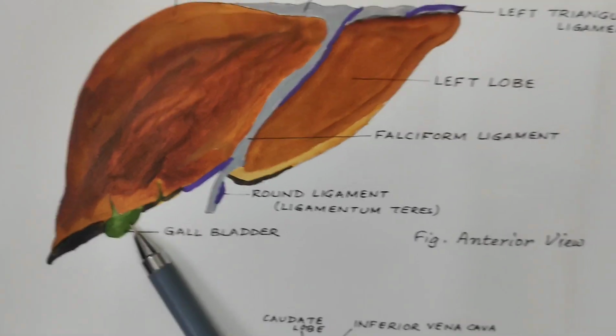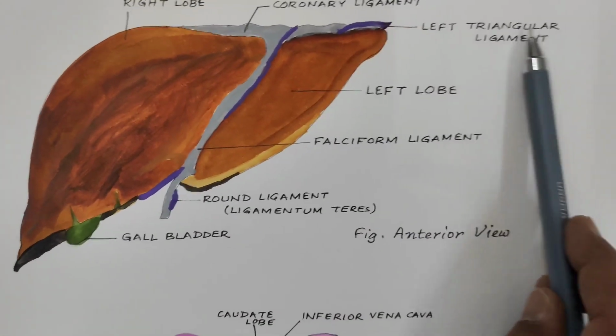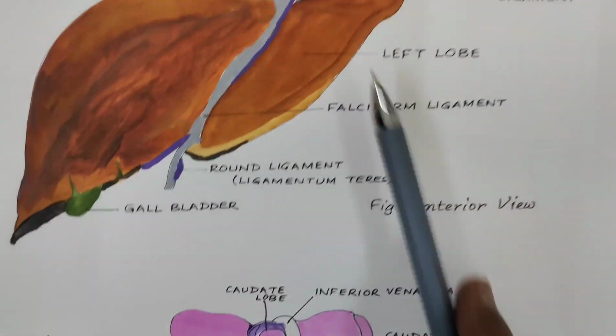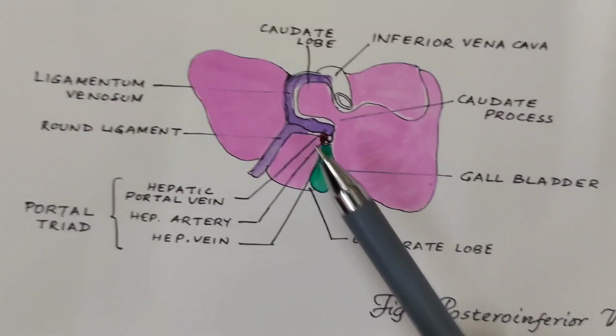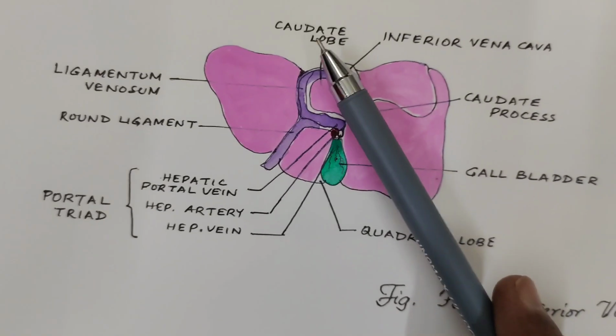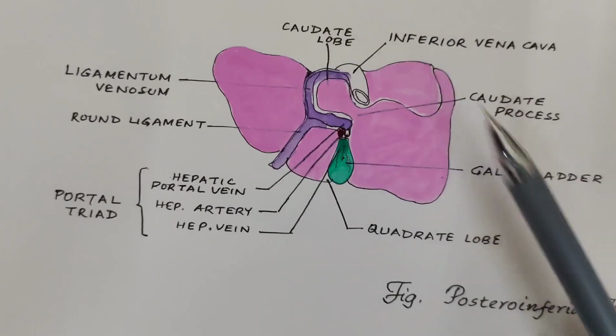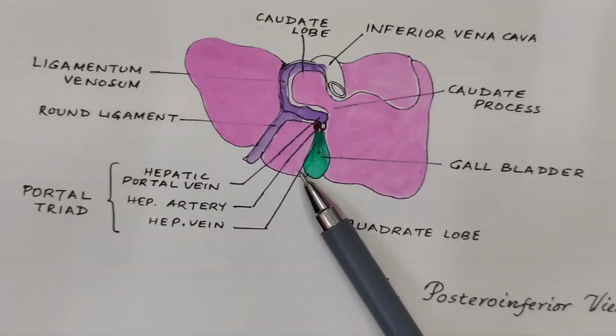This is the gallbladder, this green one. This is the right lobe. Here there is the left triangular ligament. Now coming to further details. There are actually 4 lobes. This is the third lobe, this is the caudate lobe, and this one is the quadrate lobe of the liver.